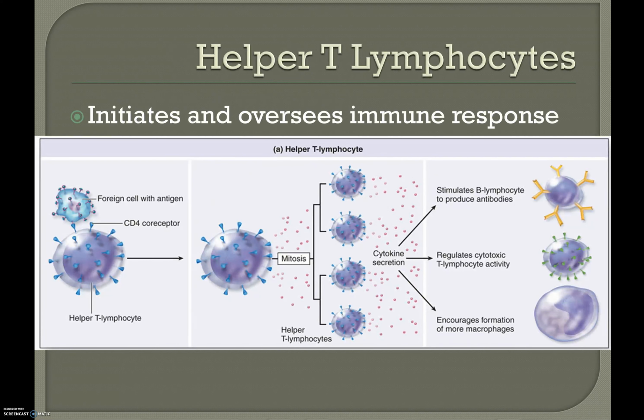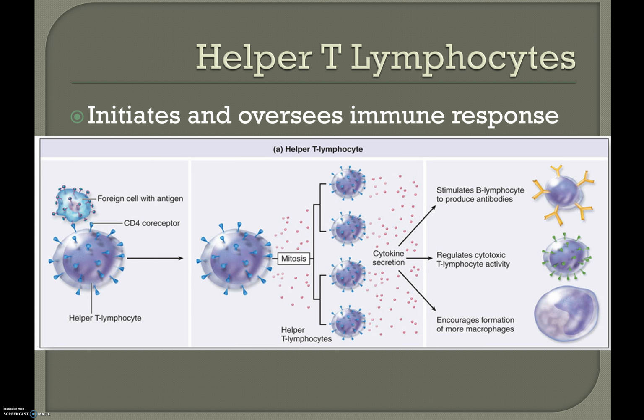Let's take a look. In this diagram, on the left hand side, we see a helper T lymphocyte, and the blue speck-like structures on the surface are called receptors or co-receptors. Helper T lymphocyte has CD4 co-receptors, and that is why they're also known as CD4 cells. Now, we also see a foreign cell with antigens. Do you see that? Now, what is the helper T lymphocyte doing here?